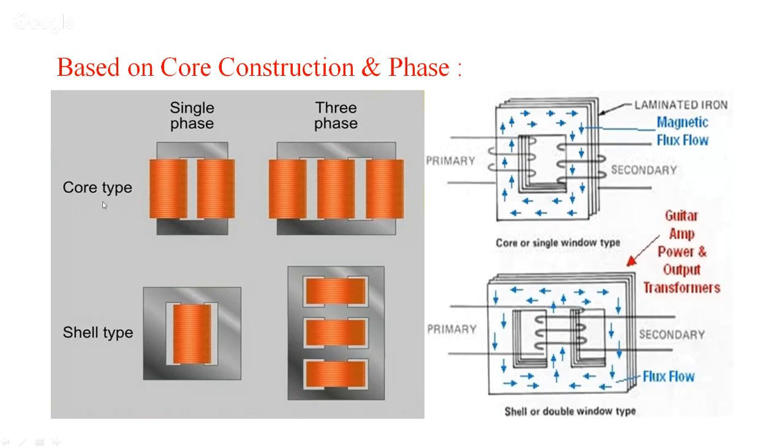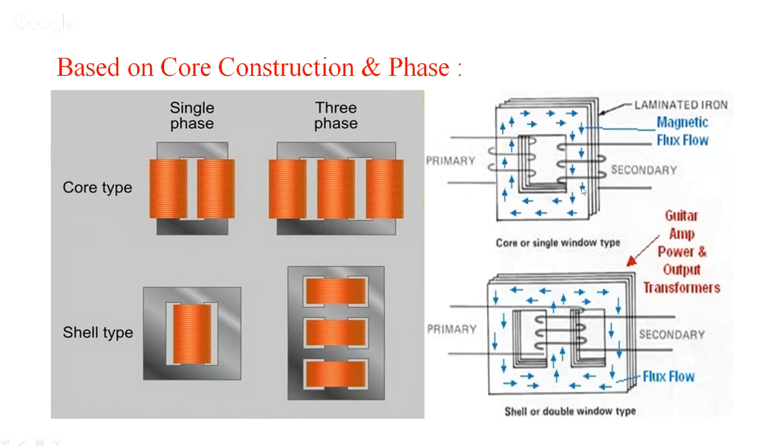In three phase core type, we have three limbs here. You can observe 1, 2, and 3 limbs are there on which the windings are going to be placed. So this will be the R phase, Y phase, and the B phase. Now this type of construction where the coil or the winding is placed on the core is known as the core type.